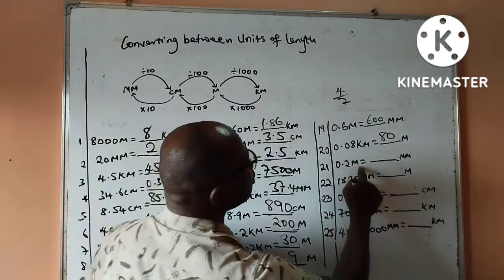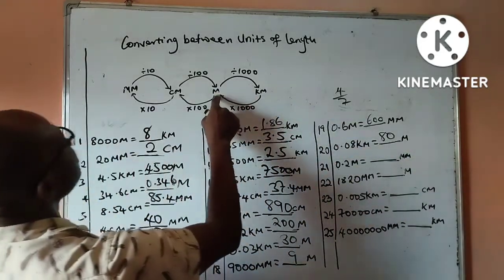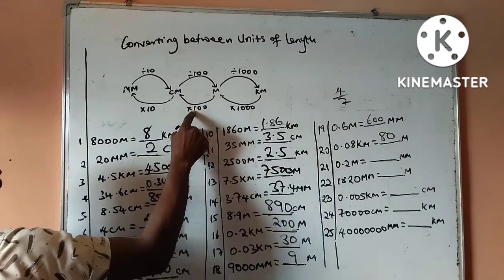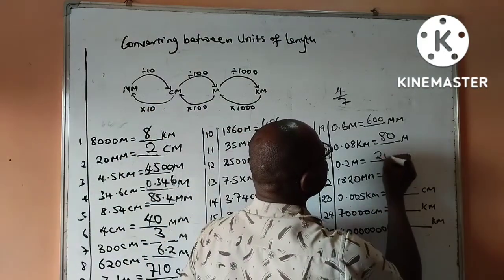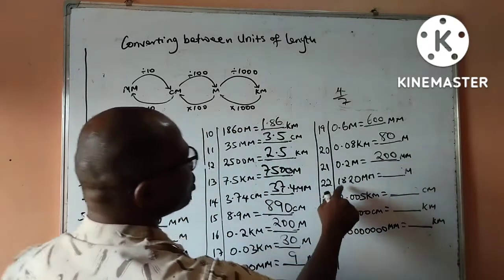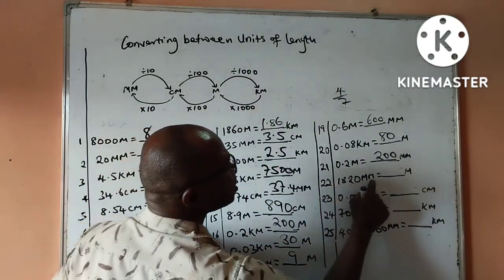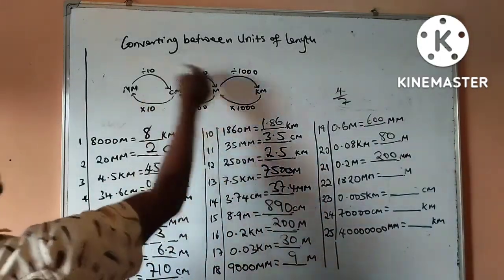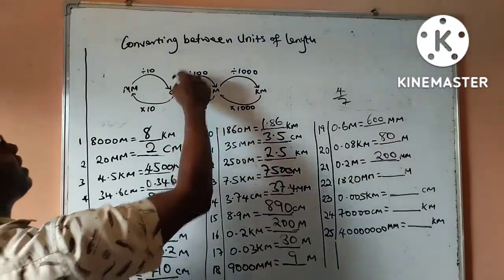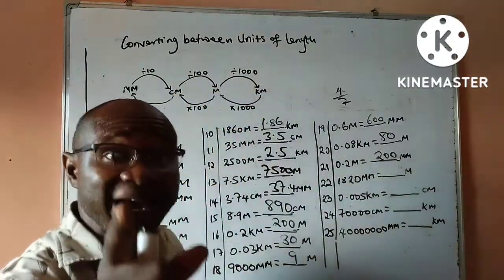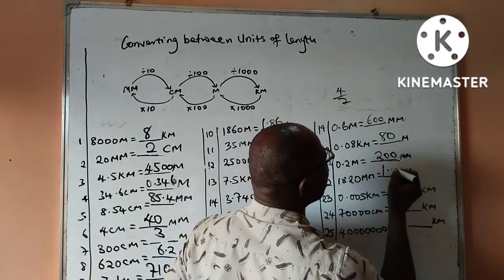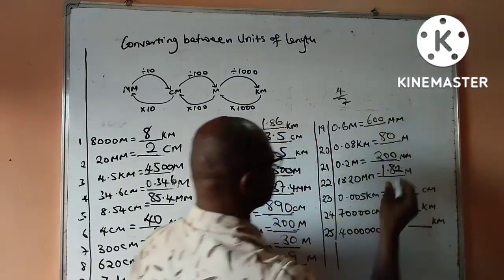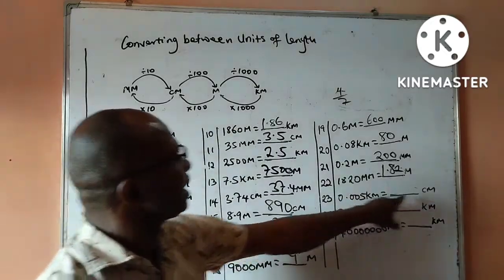21. 0.2 meters to mm. Meters to mm. I multiply by 100, I multiply by 10. That means I will multiply by 1000. That is 200. Next, number 22. 1820 mm to meters. Look at mm, I am going to meters. I divide by 10. I divide by another 100. That means I will be dividing by 1000. Meaning, when I divide by 1000, I get 1.82.